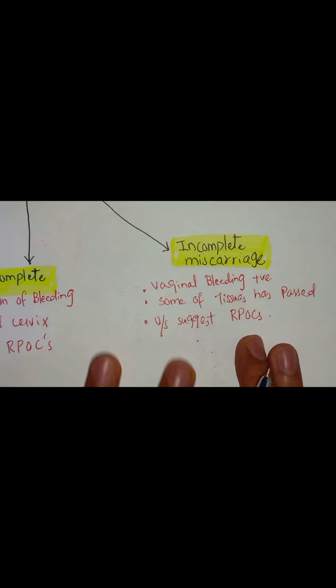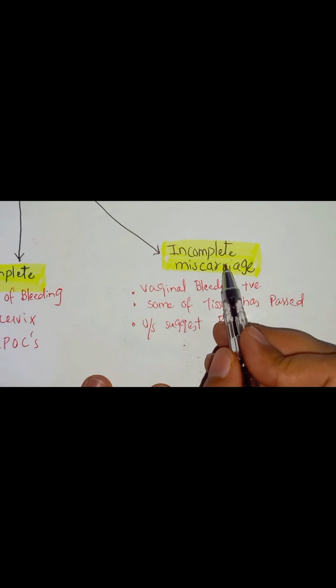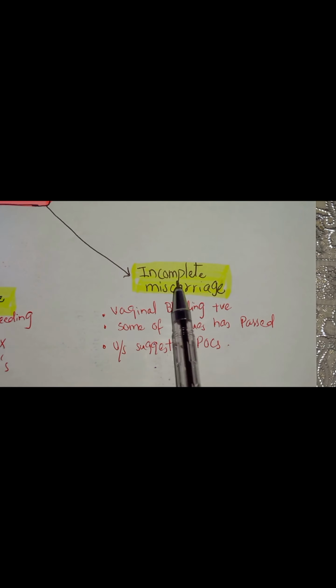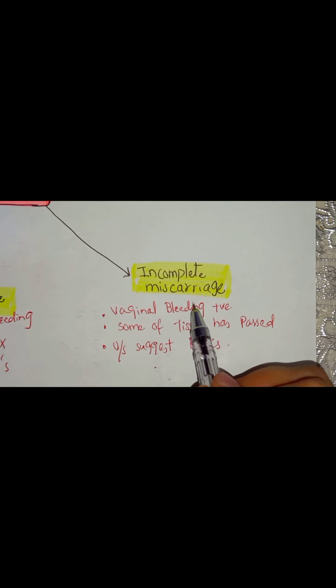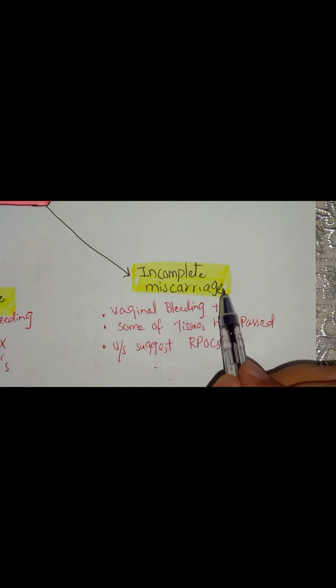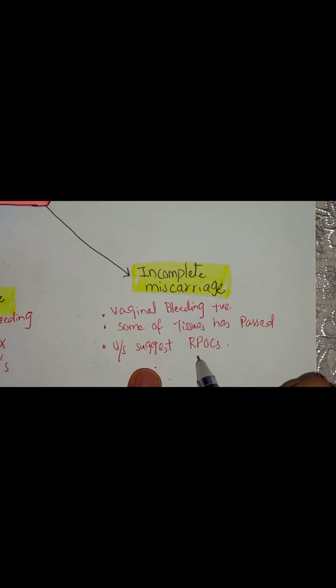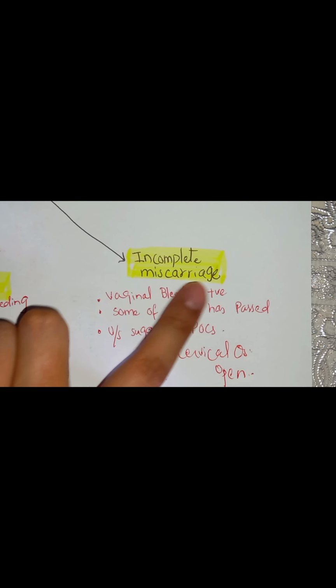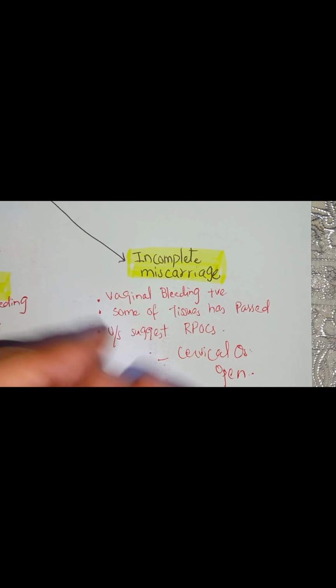Then go with the incomplete miscarriage, complete miscarriage, and missed miscarriage. In the incomplete miscarriage, the vaginal bleeding is present. The patient has started bleeding. Some of the tissues have passed through the cervical os, but some of the tissues are still present inside the uterine cavity. When we go for ultrasound or clinical examination, we will see the cervical os is open. In incomplete miscarriage, the cervical os is open and tissues are still present inside the cavity. As indicated by its name, it is incomplete.